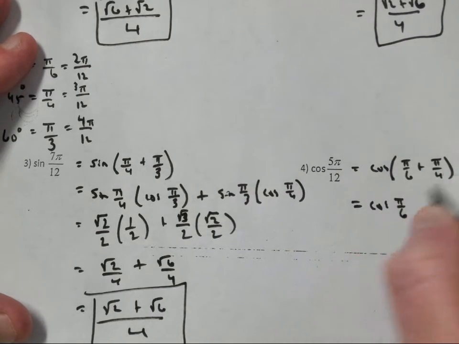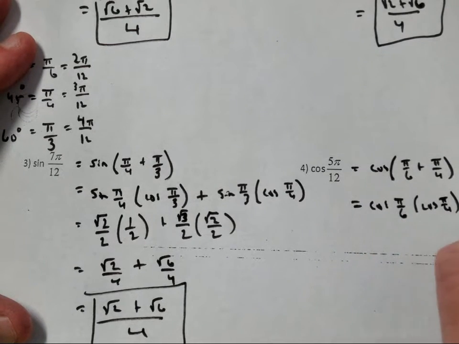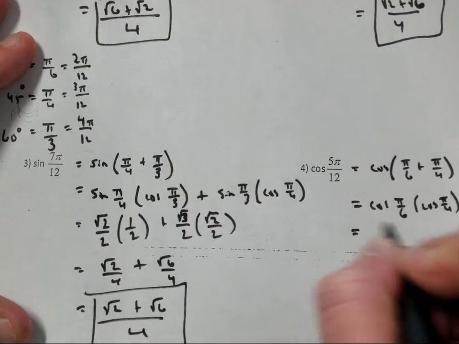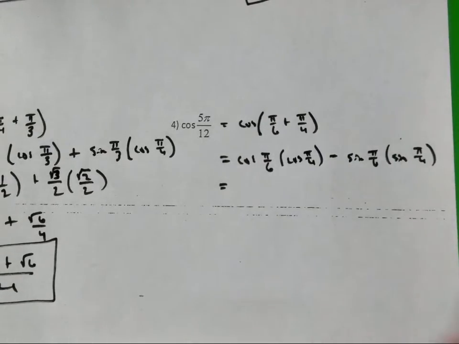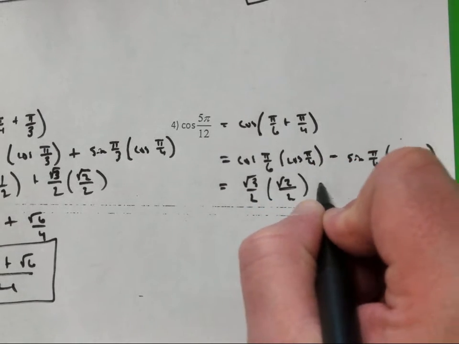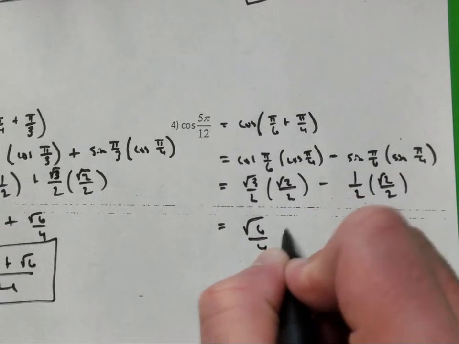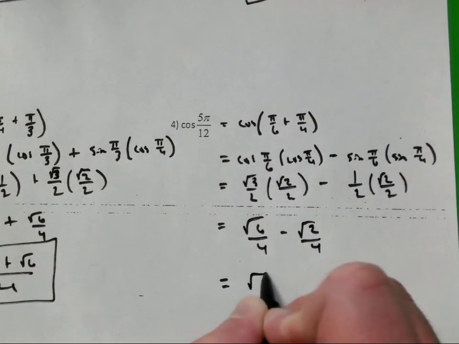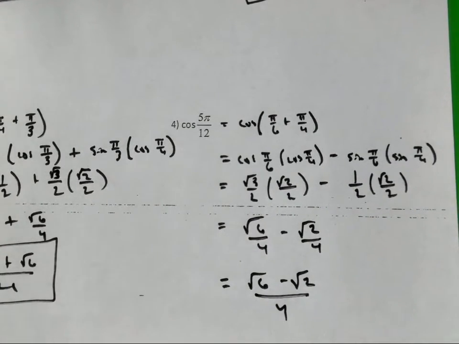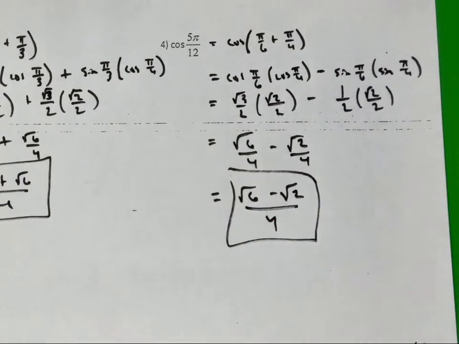Cosine of pi over 6 times the cosine of pi over 4 minus the sine of pi over 6 times the sine of pi over 4. Cosine of pi over 6 is square root of 3 over 2. Cosine of pi over 4 is square root of 2 over 2. Minus, that's going to be 1/2. Didn't I tell you you're going to see a lot of square root of 6 and square root of 2? And that will be your value for 5 pi over 12.